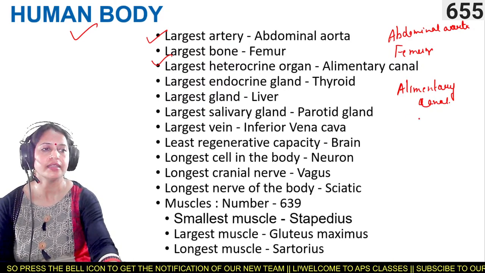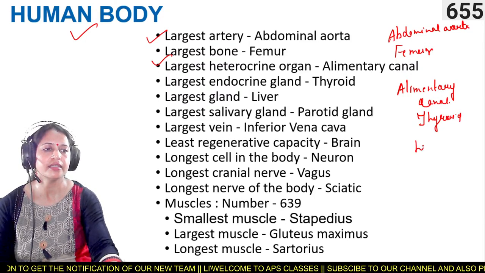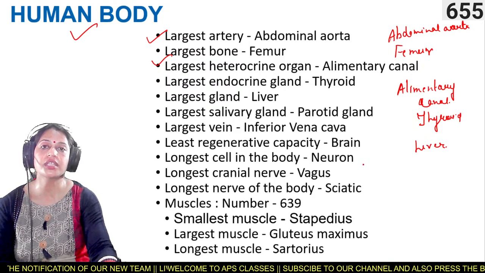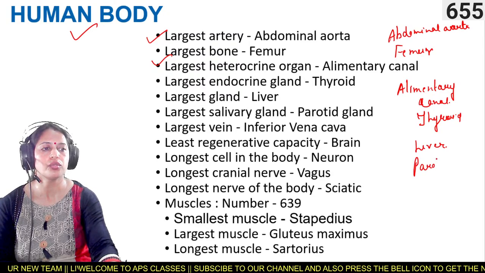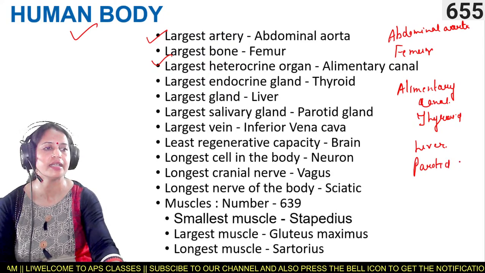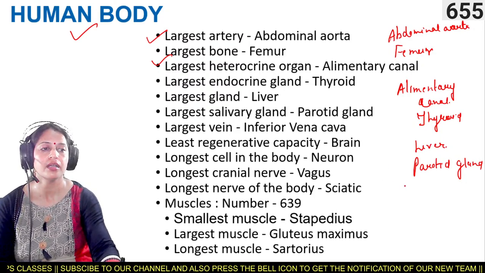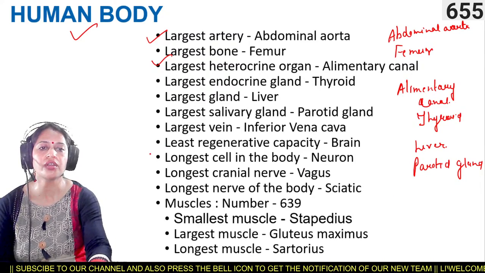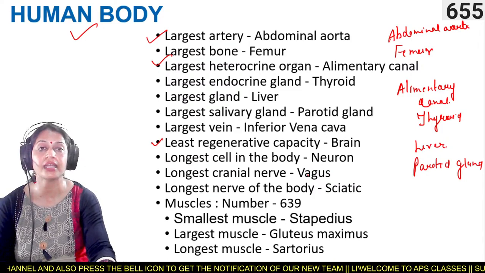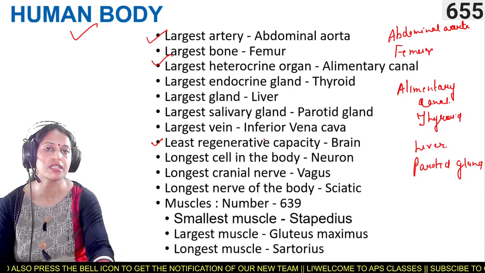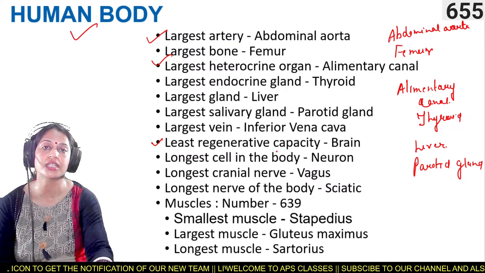Largest endocrine gland, that is thyroid. Largest gland, that is liver. Largest salivary gland, that is parotid gland. Largest vein, that is inferior vena cava. Largest regenerative capacity, that is brain.